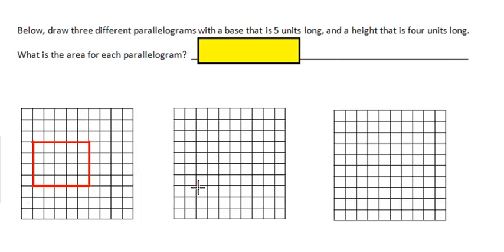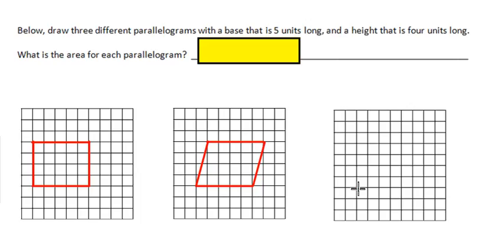So the second one, base of 5, 1, 2, 3, 4, 5. And my height, I'm going to put here. 1, 2, 3, 1, 2, 3, 4. And I'm going to start my second one. 1, 2, 3, 4, 5. So this parallelogram also has a base of 5 and a height of 4.